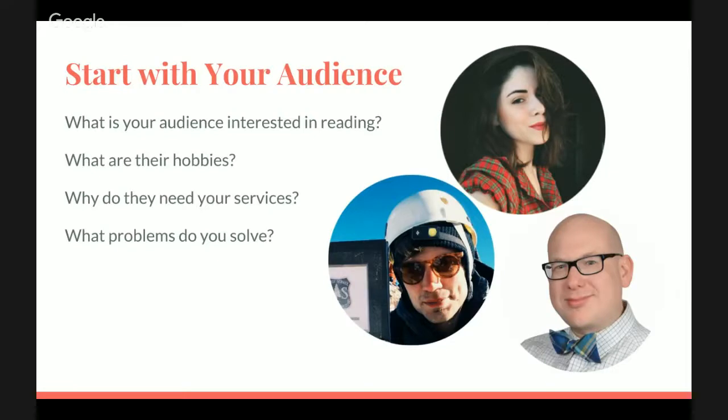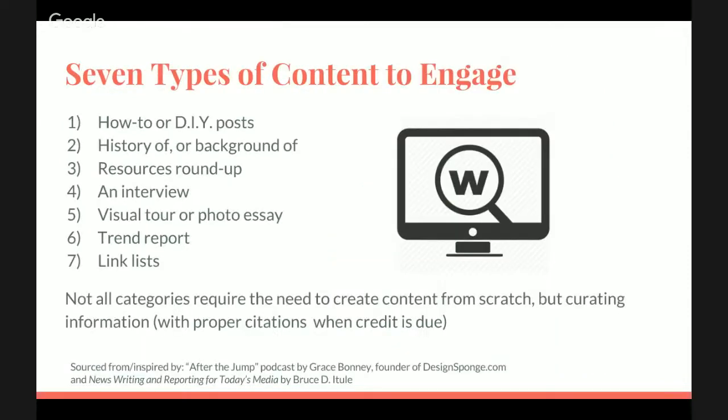And before I jump into the 7 types of content to engage, I want to encourage you all to always start by thinking about who your audience is. Have a very specific person in mind when you're creating content. Know their gender, their age, their education background, where they live, and think about what they're interested in reading. What are their hobbies? Why do they need your service or product to begin with? And what solutions do you offer to problems that they might have? And how can you highlight those in the form of great content? And we'll break that down with some specific examples here.